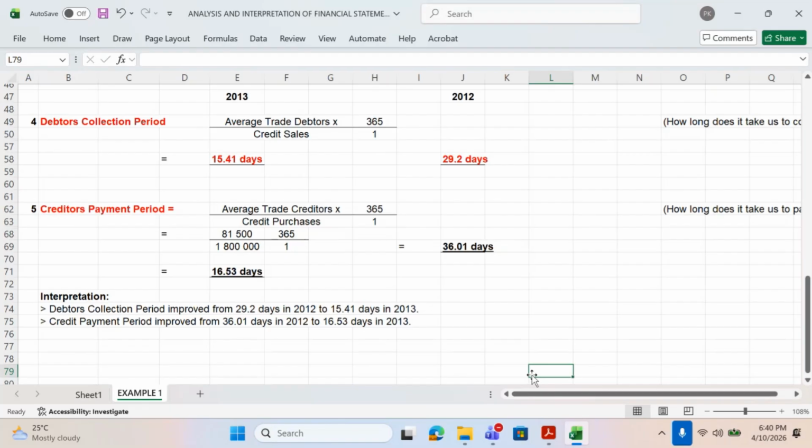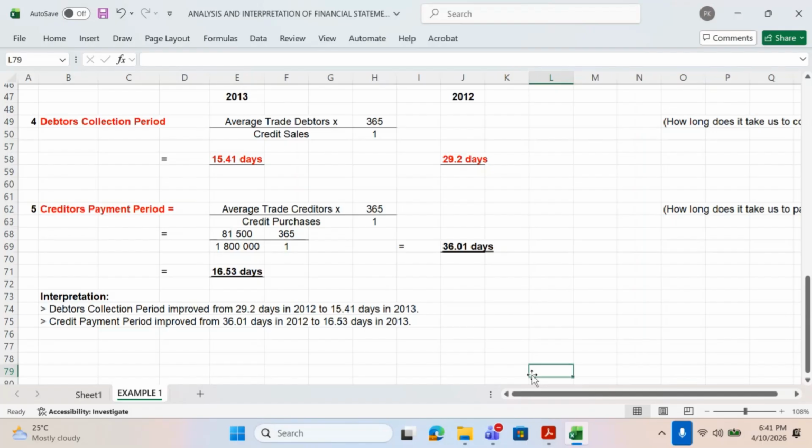Now, I've stated the trend. There's a lot of things you can write here. I've stated the trend of debtors collection period and the trend of creditors payment period. Now I'm going to compare my creditors payment period of 2012 to my debtors collection period of 2012 and compare to that of 2013 to see if I am in a good position in both years. Right?